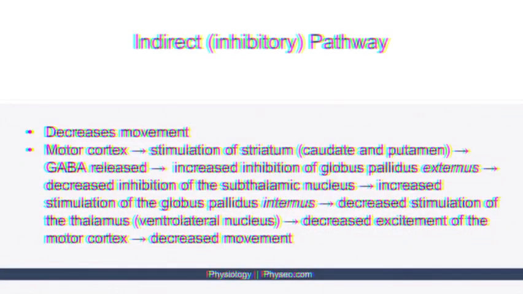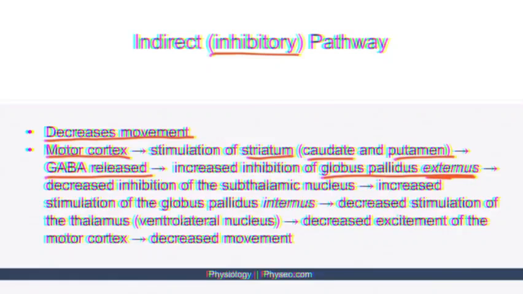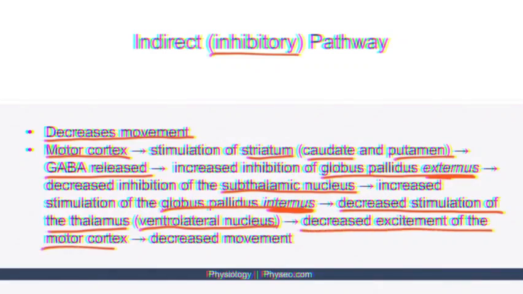So now let's talk about the indirect or inhibitory pathway. Now, the indirect or inhibitory pathway decreases movement. So a signal starts in the motor cortex and then stimulates the striatum, the caudate, and the putamen, and then GABA is released, which causes increased inhibition of the globus pallidus externus, which then causes decreased inhibition of the subthalamic nucleus, which causes increased stimulation of the globus pallidus internus. And as we recall from the direct pathway, the globus pallidus internus inhibits the thalamus, so there's decreased stimulation of the thalamus, again acting on the ventrolateral nucleus within the thalamus. Greater inhibition of the thalamus means that there is decreased excitement of the motor cortex, which ultimately leads to decreased movement.